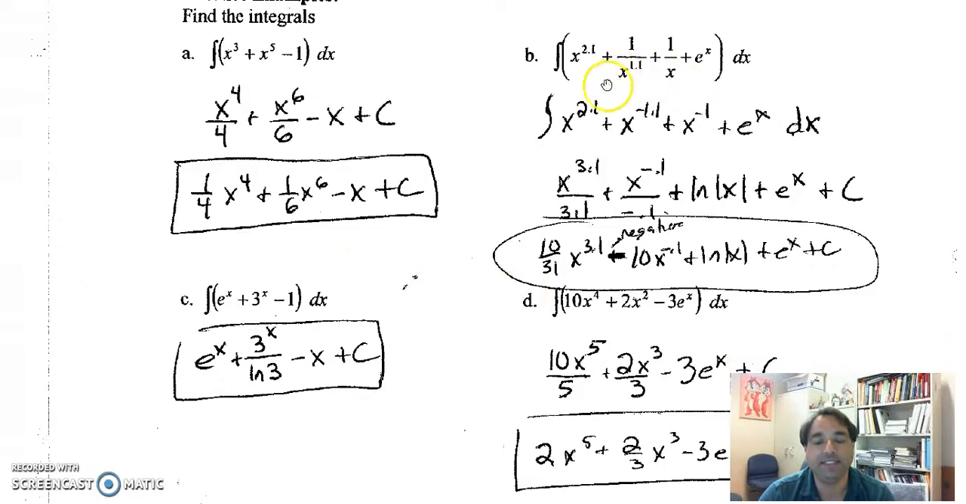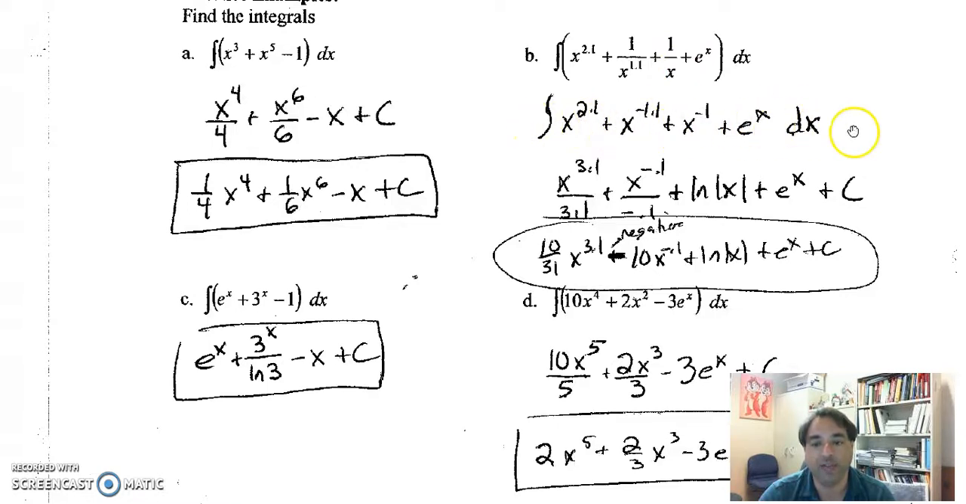Okay. In the next example, we have the integral of x to the 2.1 plus 1 over x to the 1.1 plus 1 over x plus e to the x, all with respect to x. So we rewrite it first. Integral, again, haven't taken the integral yet, just rewriting it. X to the 2.1 is fine. But we have x to the 1.1 in the denominator, so we move it up, it'd be x to the negative 1.1. 1 over x has the x in the denominator, x to the first, we move it up, be x to the negative 1, plus e to the x, all with respect to x.